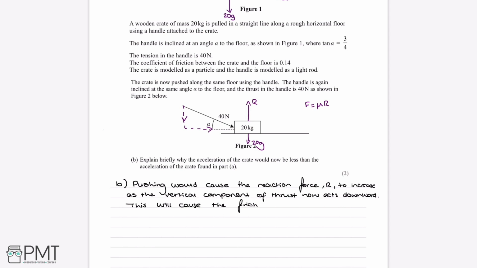This question is worth 2 marks, and we get our first mark for saying that because we push the crate, R, the reaction force, will increase, and this will therefore increase F, the frictional force. That gets us the first mark. And then we get our last mark for saying that if we increase F, this will cause a to decrease, so concluding that a will decrease in total. This will get us both marks.